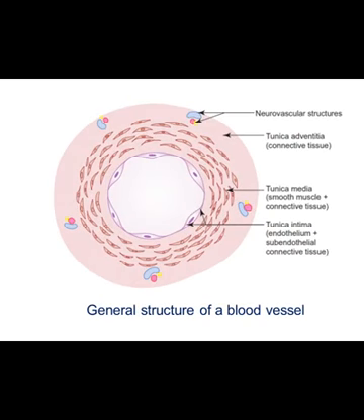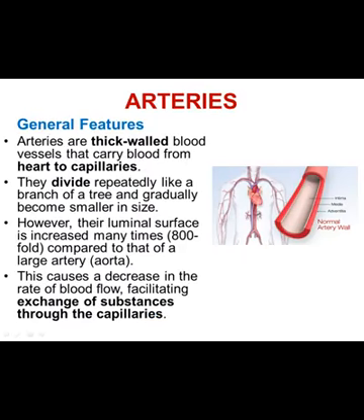This is a magnified picture of the general structure of a blood vessel: tunica intima, tunica media, and the outer one is the tunica adventitia. Now we take one by one. First, arteries.